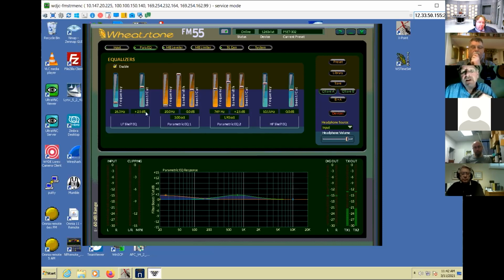These, by the way, like I said, were done by Wheatstone. I'm using one of their presets. I made some changes and saved it, which is why it's under a different name, but that's basically one of their presets.